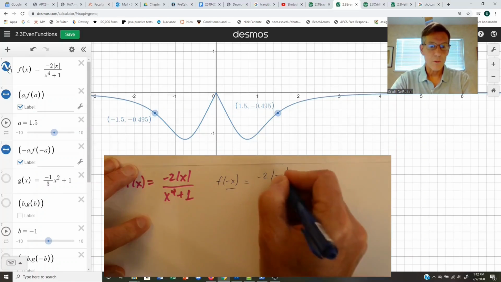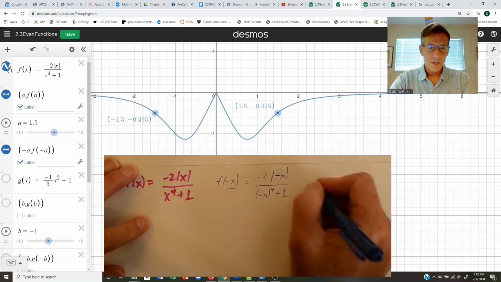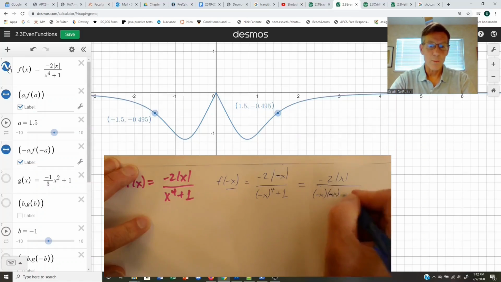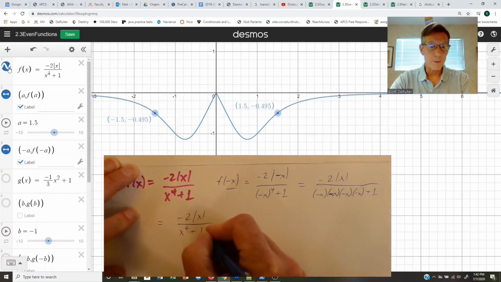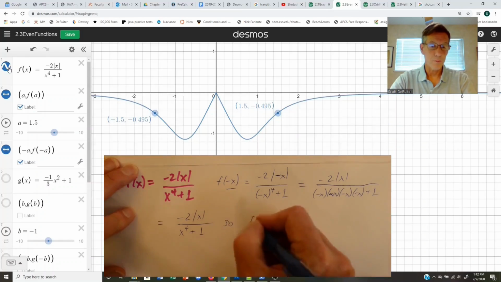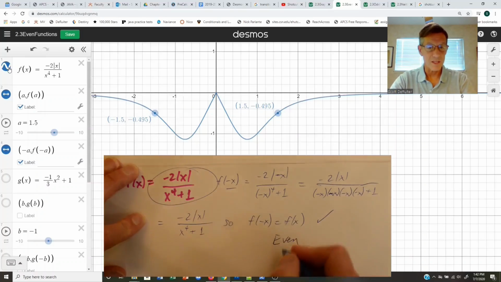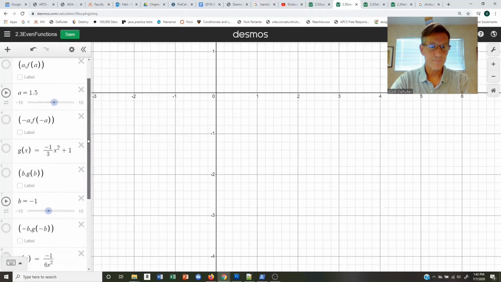So if we take the original function and we plug in negative x for x, an absolute value of negative x is the same as the absolute value of x, so we can do that replacement. And then if we multiply out the negative x to the fourth, 4 negatives becomes a positive. And look what we have. We have the same function that we started out with. So f of negative x is f of x. It's an even function. We've shown it algebraically.